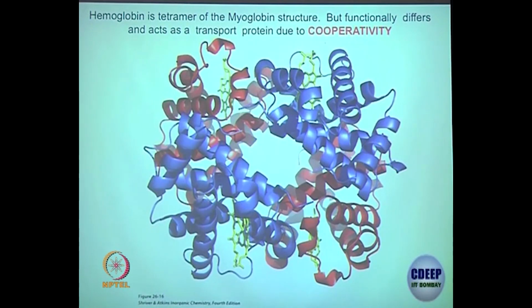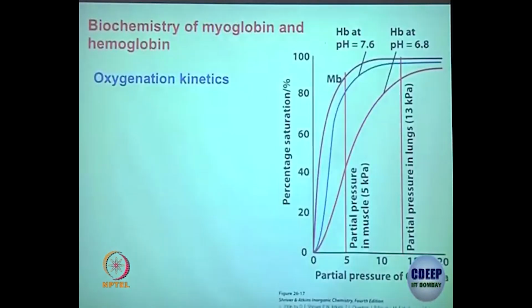Okay, this is the same thing again. 1, 2, 3, 4 iron center, nothing else. Okay? 1, 2, 3, 4 iron center. Are we discussing myoglobin? No. Hemoglobin. See, you understand by now. Okay.